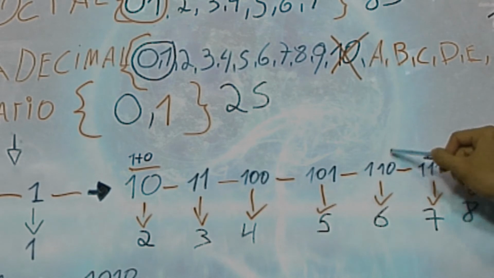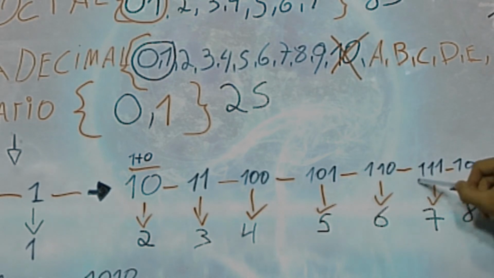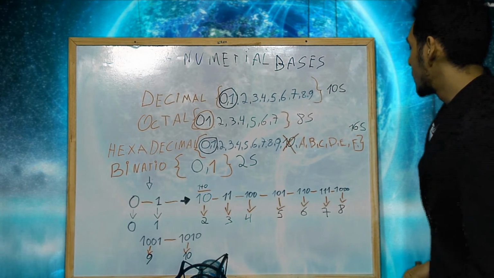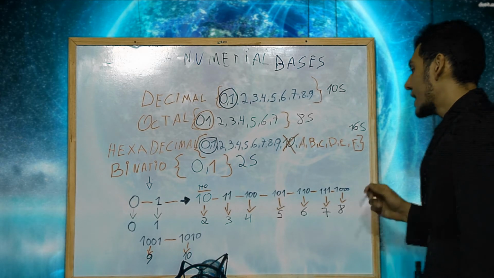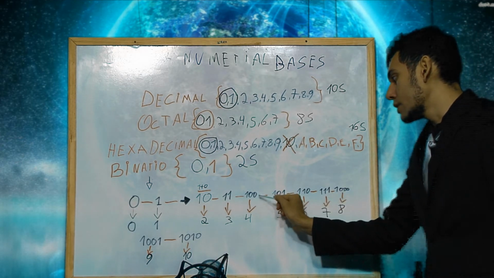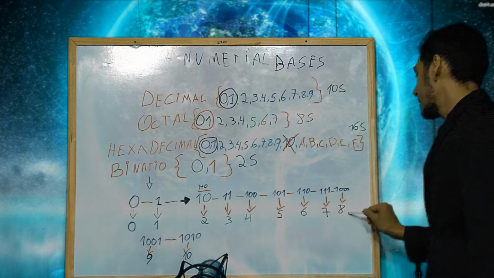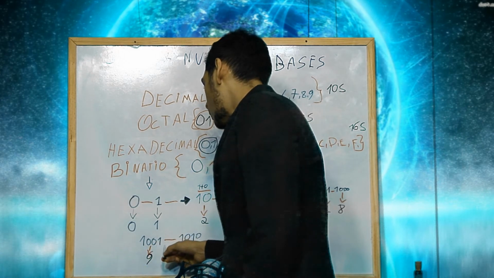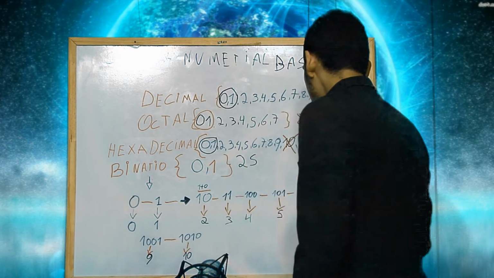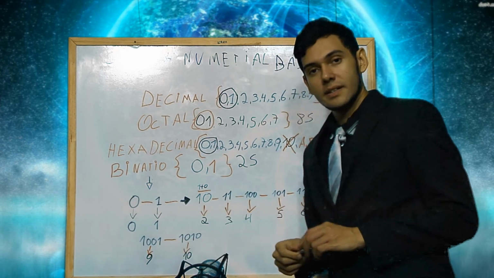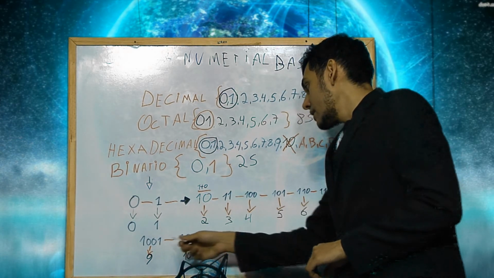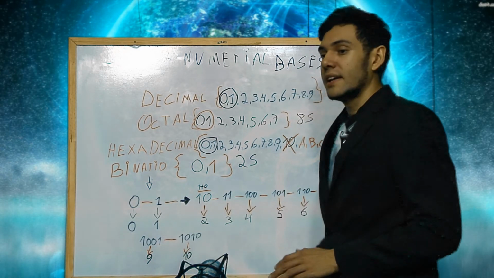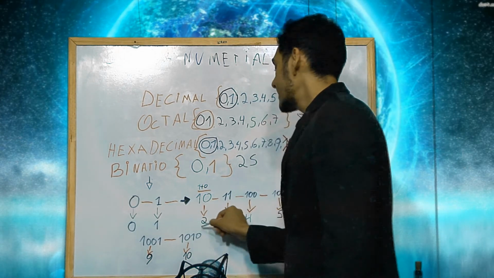On 7, we have the next number after 0, 1. 111 goes for 7. And then we go for number 8, which is going for 1000. Again, we go to the same rule here, adding one more unity of repetition. So we have 1000, which means 8. And now here we have 1001. That means 9. And then 1010, adding unity here, repetition here, number 10 in binary, which goes for 1010.